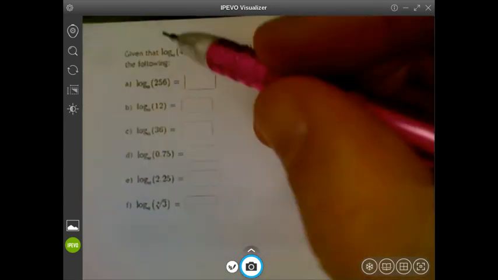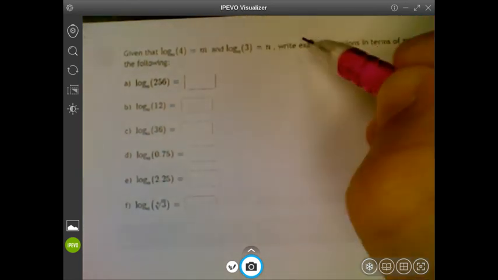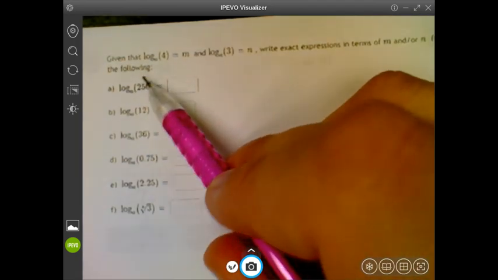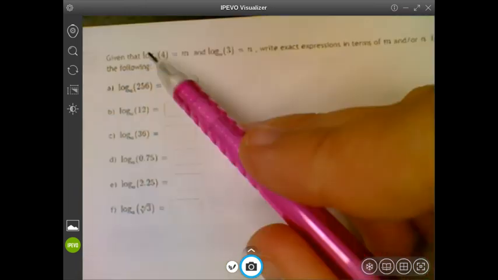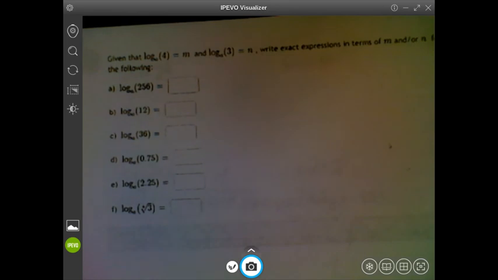All right, so here's some My Open Math type questions that you can see in this section. So it says, given the log base a of 4 equals m and log base a of 3 equals n, write exact expressions in terms of m and or n for the following. So we have log base a of 256. The trick here is to try to figure out a combination of 4 and 3, and you can have them being raised to powers that will give you 256.